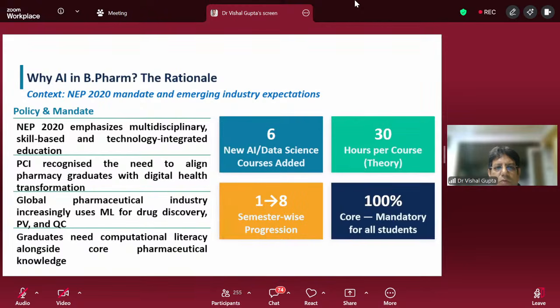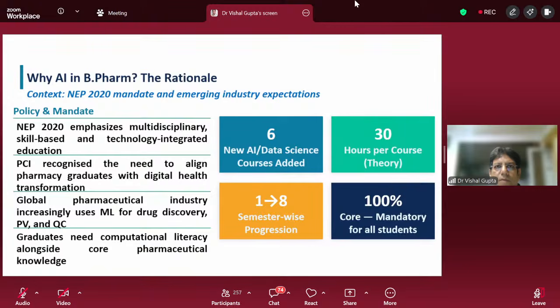Why has AI come into the B.Pharm curriculum? The rationale was very beautifully articulated by Professor Gir sir, where NEP is mandating the same. Apart from that, PCI also recognized that there is a need to align pharmacy graduates with the digital health transformation which is happening across the world. Global pharmaceutical industries have already started using AI and ML for various aspects, including drug discovery, pharmacovigilance, and quality control and quality assurance. It was felt that the graduates should have computational literacy along with the core pharmaceutical knowledge.